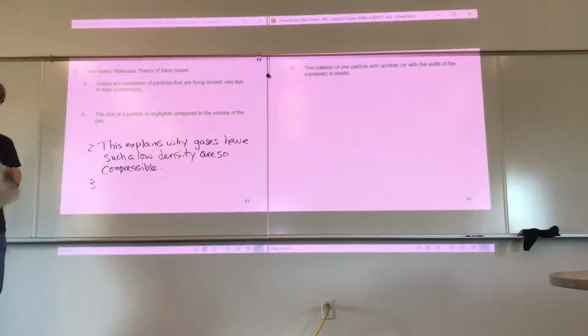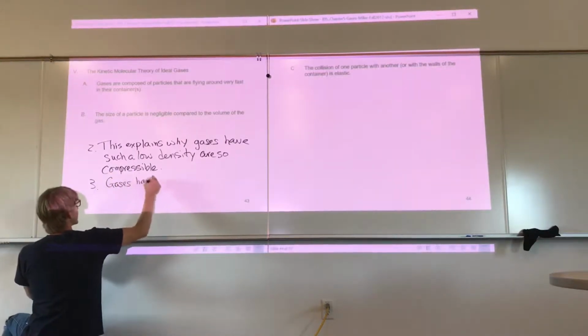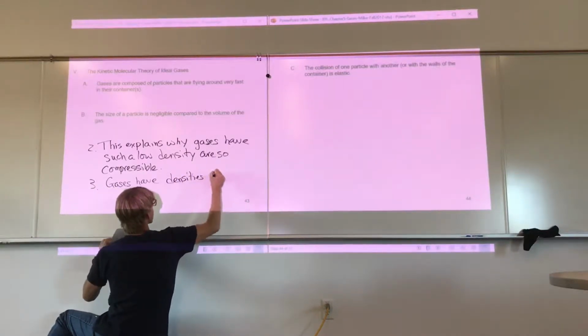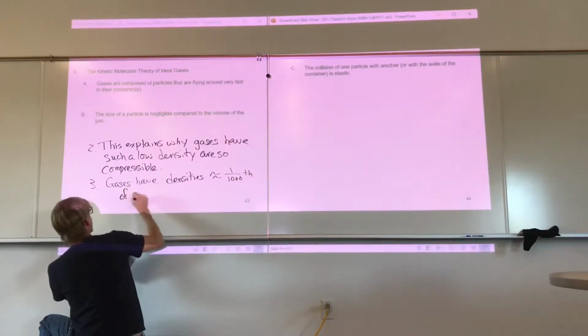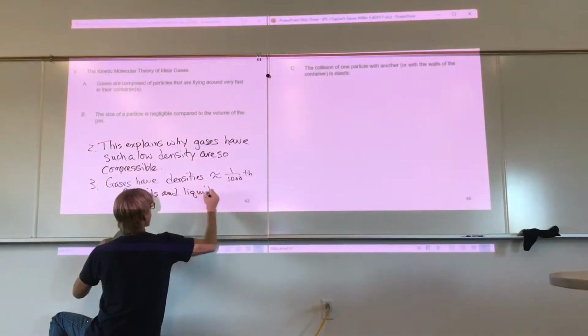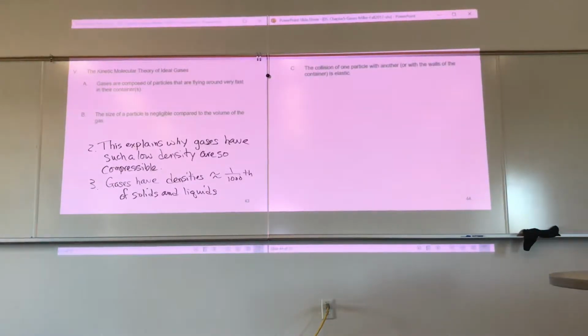And that's the next point. So gases have densities approximately 1/1,000 of solids and liquids. And that comes from that 10 diameters in each of the x, y, and z directions. 10 cubed is 1,000, so 1/1000.